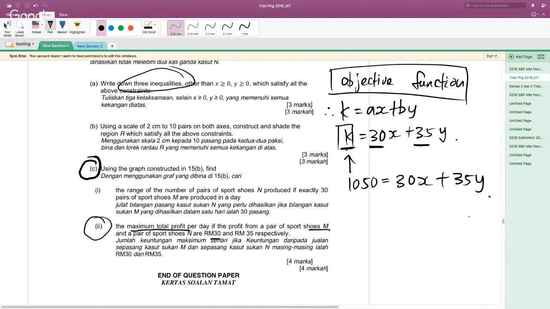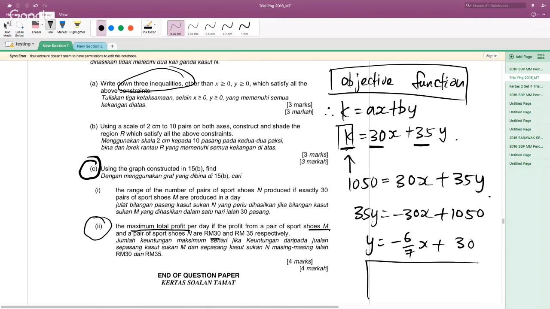If I want to make something like y equals mx plus c in this topic, I can make y the subject. So 35y equals negative 30x plus 1050. Then divide by 35 for every term, so this is negative 6 over 7x plus 30. Then what I will do is form a table by myself, draw this line, and then use this line to find my maximum or minimum value.